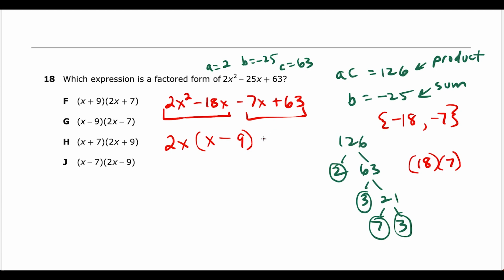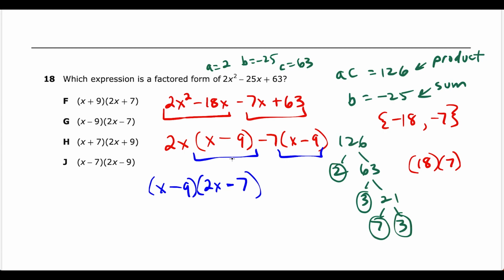And then I would factor out a minus 7. And when I divide each thing by minus 7, I'm also going to have x minus 9. And then from here, I'm going to take out a common x minus 9, and I would have 2x minus 7 left. So this is factoring by grouping, and it gets us choice G. Just remember, we could distribute everything.